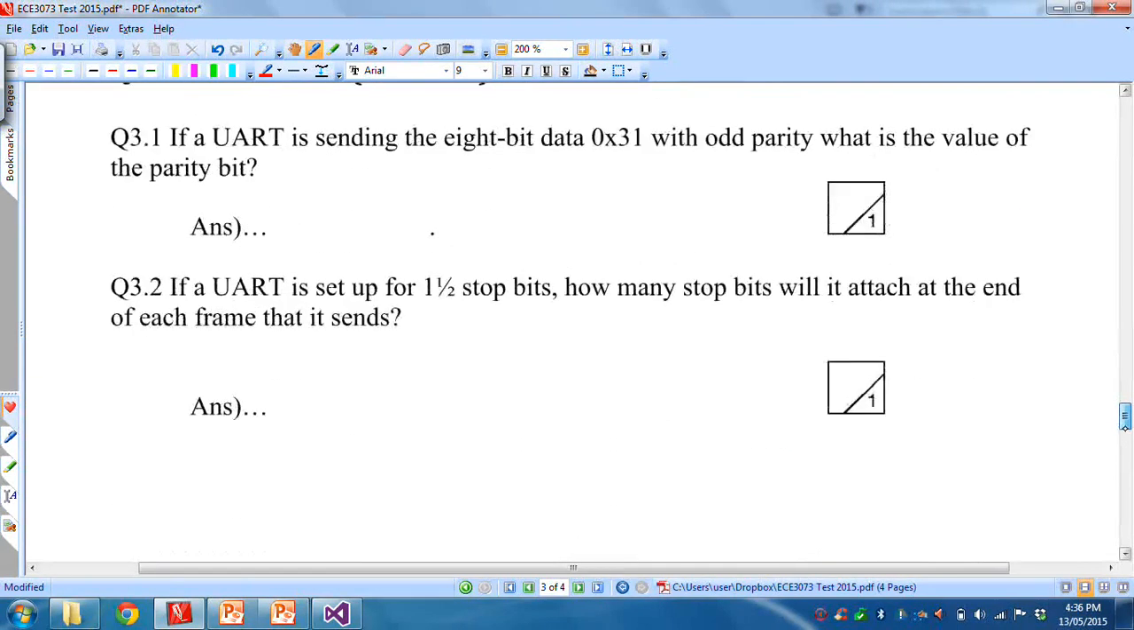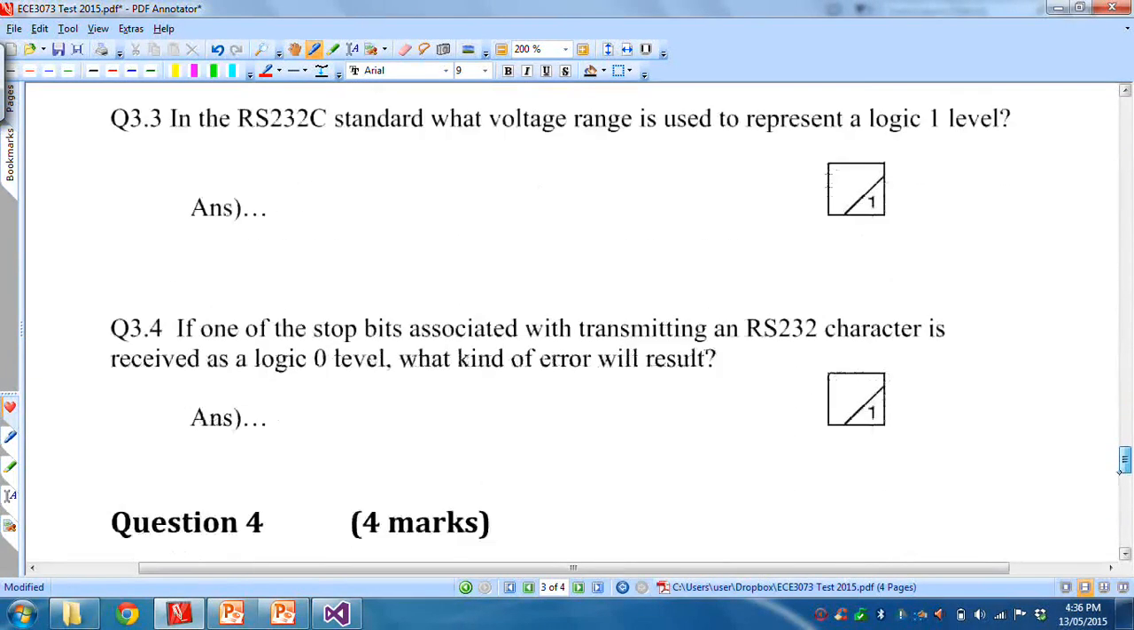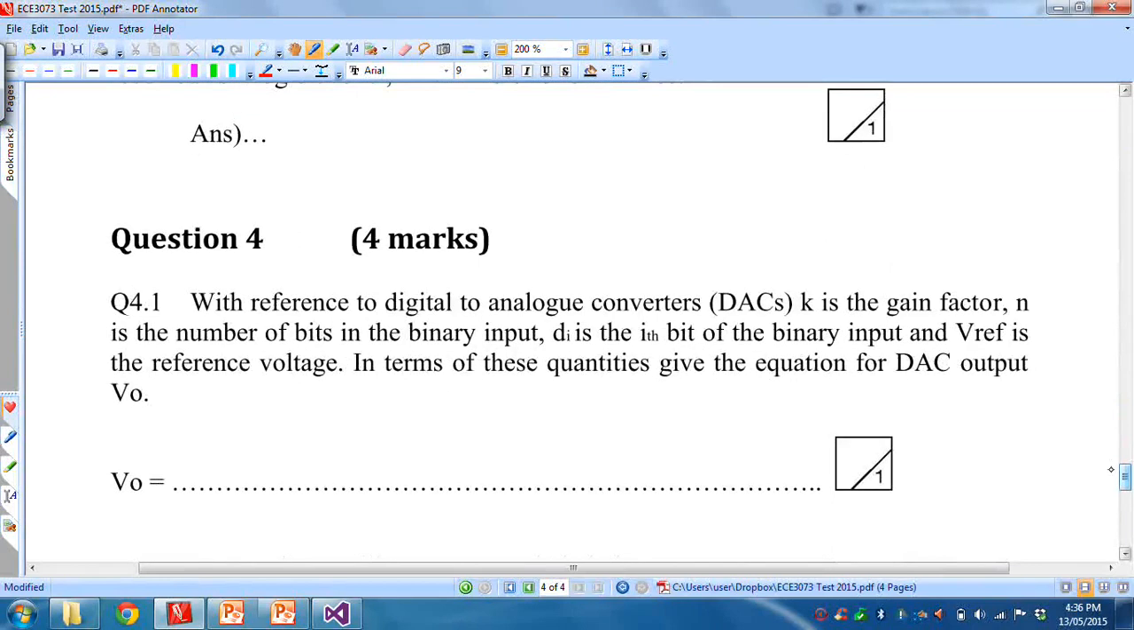Question 3, almost everyone got all correct, interestingly. I'm guessing because it was like last year's.